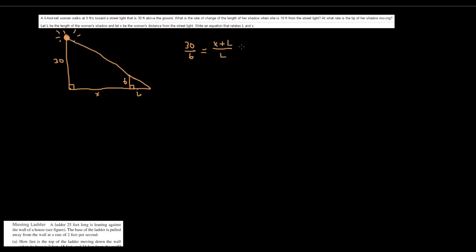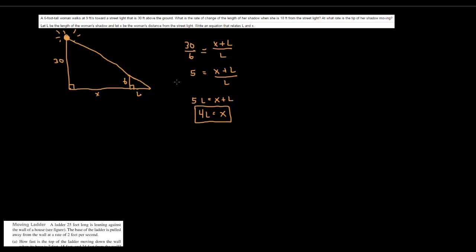Now let's clean this up a little bit. First of all, we could say this is 5, right? We could say 5 equals x plus L over L. Then we can just multiply both sides by L, and we get 5L equals x plus L. Oh, this is going to simplify really nicely. So we get 4L equals x. That was super nice, okay? I wasn't expecting it to be so simple. That is our related rates equation.